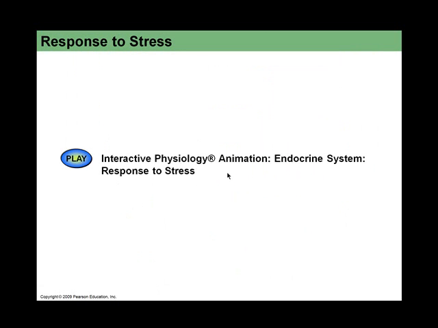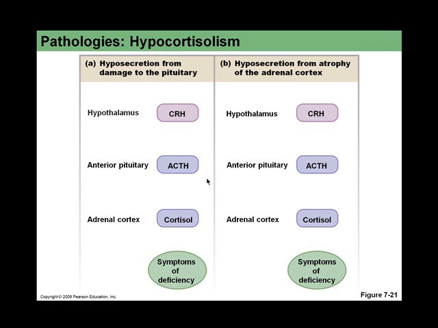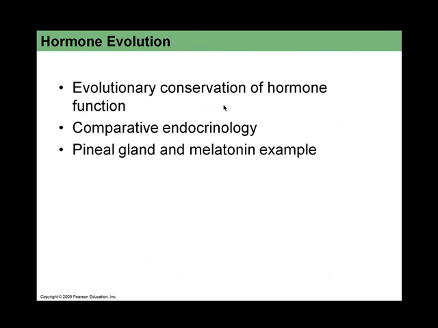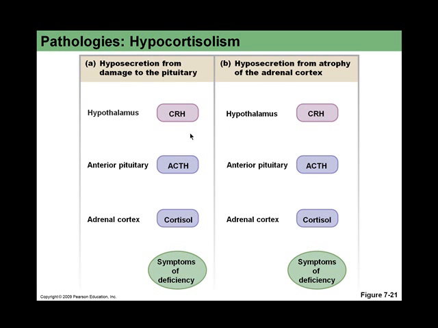So again, if you have access to the animation, this would be a good time to watch that, to study the stress response. So let's consider a pathology of hypocortisolism. So a hyposecretion from damage to the pituitary, or hyposecretion from atrophy of the adrenal cortex. So the challenge here is to fill in what would be happening in each of these. So let's switch my pen. There's the pointer. Get my felt tip pen again.